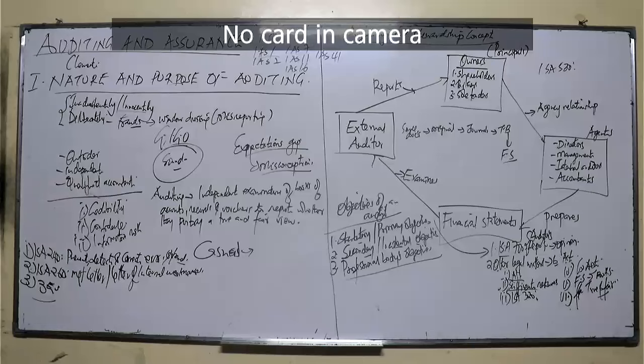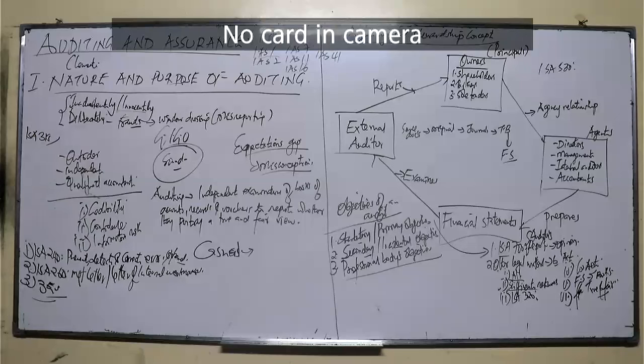Then effectiveness. We always have internal control systems, which we'll be discussing later, guided by ISA 315. These controls are intended to achieve some objectives: to prevent fraud, prevent errors, to safeguard the assets. Are they achieving the intended objectives? If yes, they are effective. If no, you advise them on how they can be effective. So the three E's relate to economy, efficiency, effectiveness.